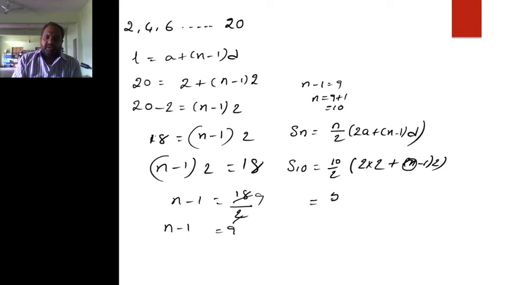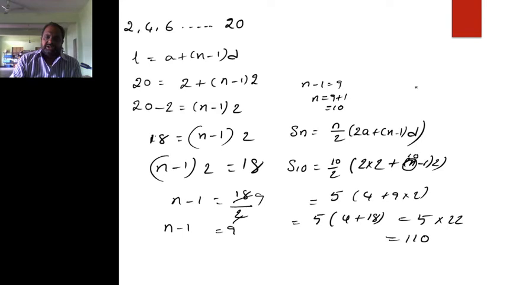Here 5 twos are 10. 4 plus, here 10 minus 1 means 9, 9 into 2. That is equal to 5 into 4 plus 18. That is equal to 5 into 22. That is equal to 110.